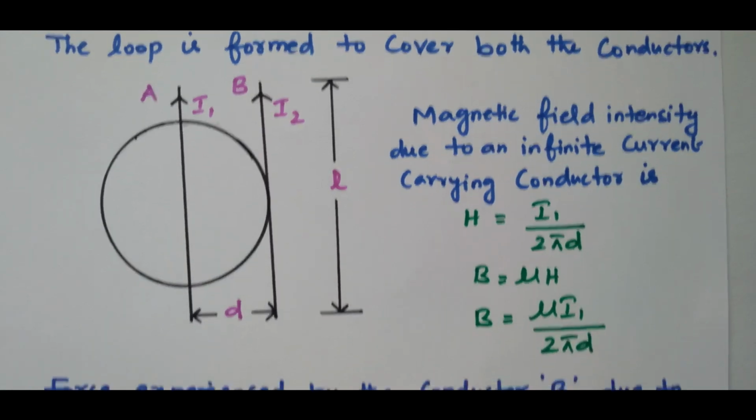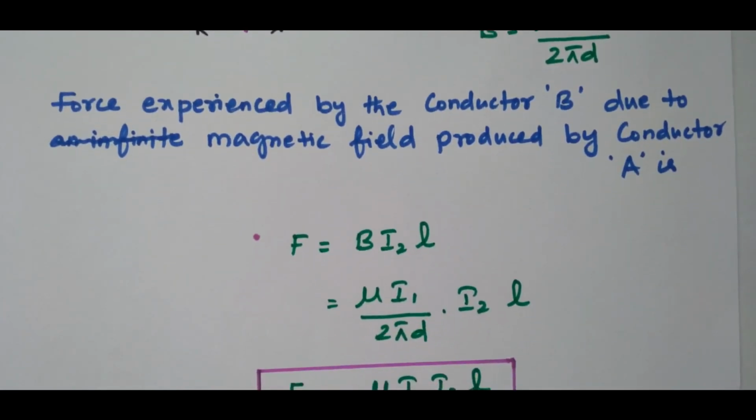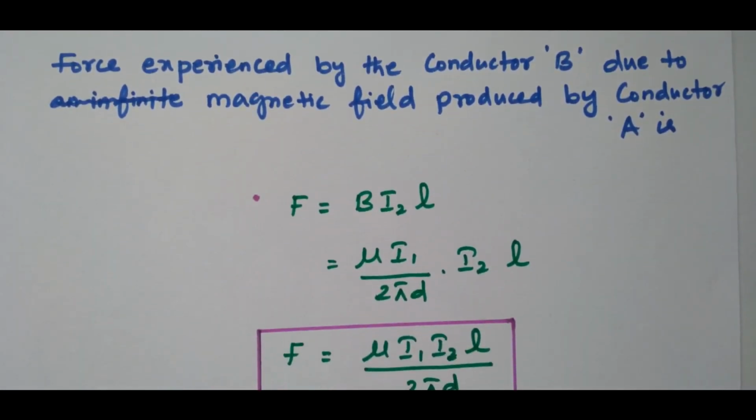Then we'll see what is the force between the conductors. So due to conductor A, the force is developed on conductor B. The force experienced by conductor B is due to the magnetic field produced by conductor A. We already found the expression for B for conductor A. Now the force experienced by conductor B due to the magnetic field intensity of conductor A. What is the general formula? F equal to BIL. That is the general formula: magnetic flux density, current and length. Here B I2 L, because for conductor B it is I2.